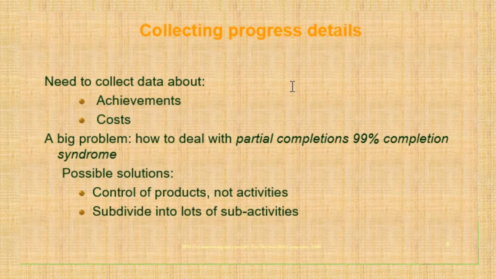Now let us see how these work. Let us take the case of collecting progress detail. How are they collecting it? Based on the achievement and based on the cost. What do we mean by achievement? Achievement means how many tasks have been allocated and how much they have done up to date. Cost means whatever budget they had planned. So budget is directly proportional to the resources utilized.